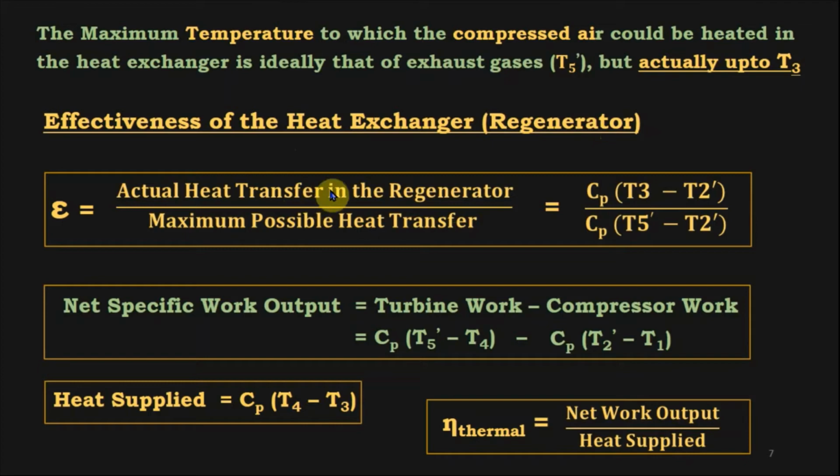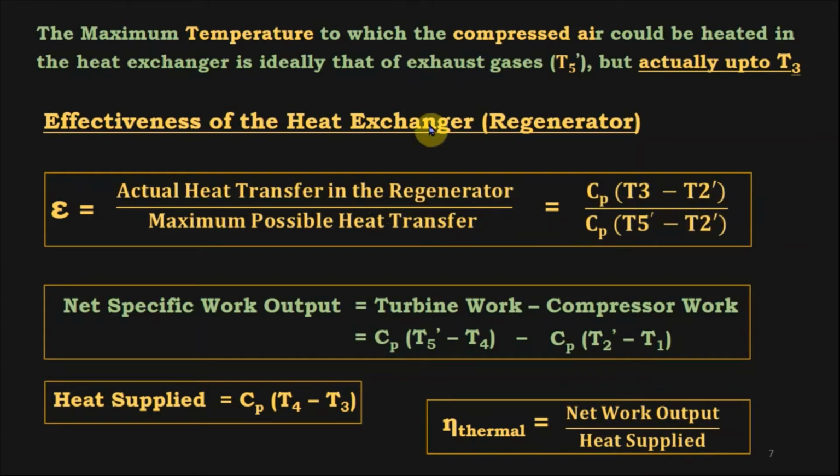What is the actual heat transfer that takes place in the regenerator? That is Cp of air multiplied by T3 minus T2 dash. T2 dash is the temperature of air entering the regenerator from the compressor, and T3 is the temperature of compressed air coming out of the regenerator. Remember, 2 dash to 3 is the heating process in the regenerator undergone by the compressed air. So the actual heat transfer is Cp of air multiplied by T3 minus T2 dash.